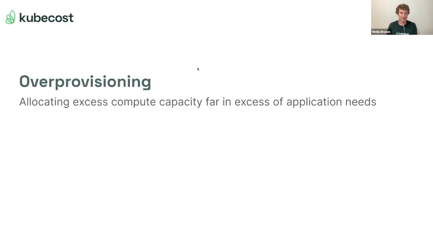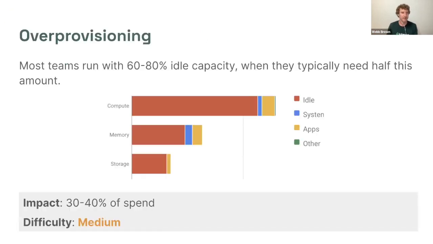All right, so now jumping into where we see the opportunity for really big gains. This is looking at this notion of over-provisioning, where specifically excess capacity is provisioned well above and beyond what application needs actually are. And again, we talked about it a little bit earlier, but the net effect of this is, most teams run with anywhere from 60 to 80%, if not higher, idle capacity in their cluster.